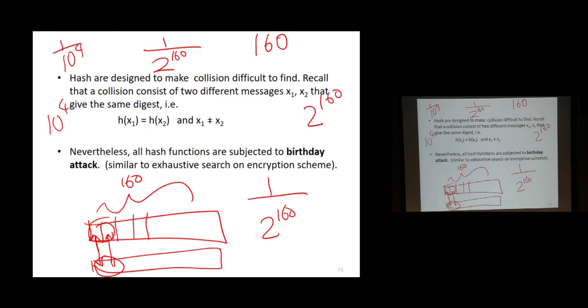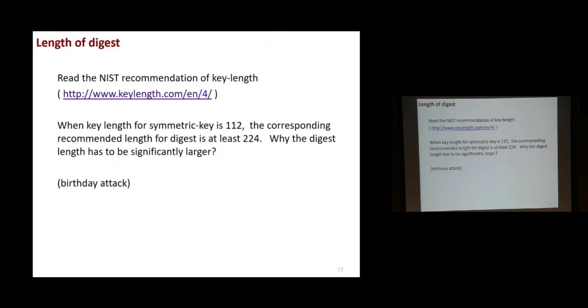So the implication is this: if you look at the recommended key length of NIST, when they recommend the key length for symmetric key as 112, they will say that for the digest, the hash, it has to be 224. Why is it twice as large? For symmetric key encryption, if you want to have a security of 112, the equivalent for the hash has to be 224.